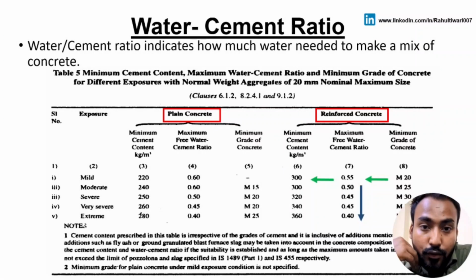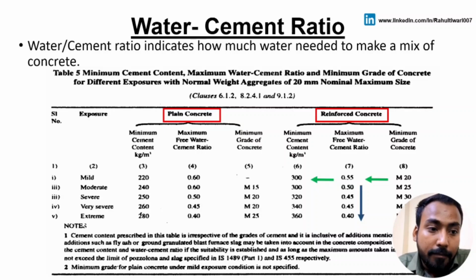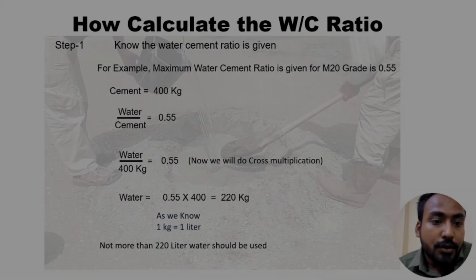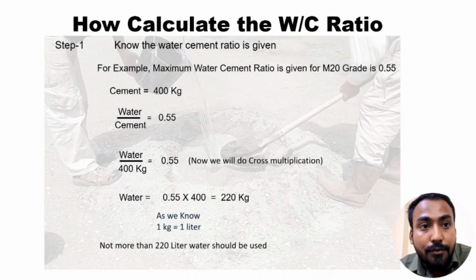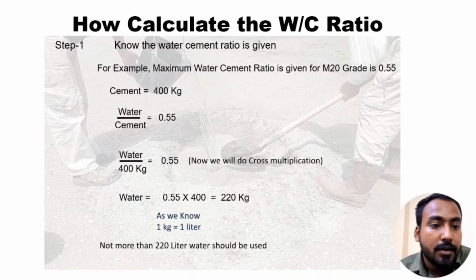One of the most important concepts that we all miss is the water cement ratio. How much water is needed? I have referred here to IS 456 Table 5, minimum cement content and maximum water cement ratio. After that water we don't mix any other water. So we have to know the water cement ratio. For example, the maximum water cement ratio given for M20 grade is 0.55.